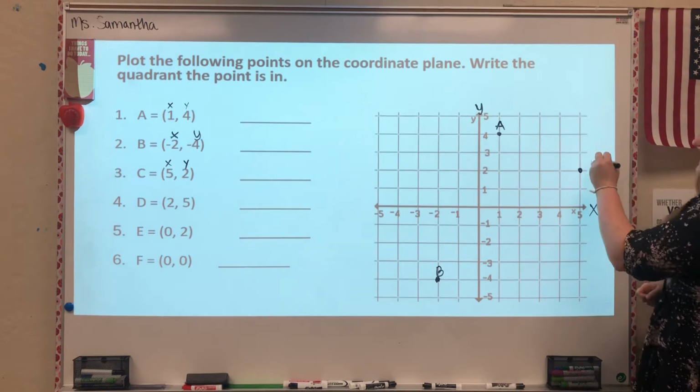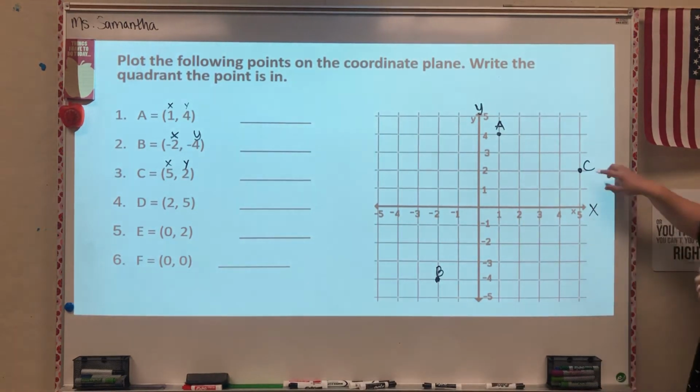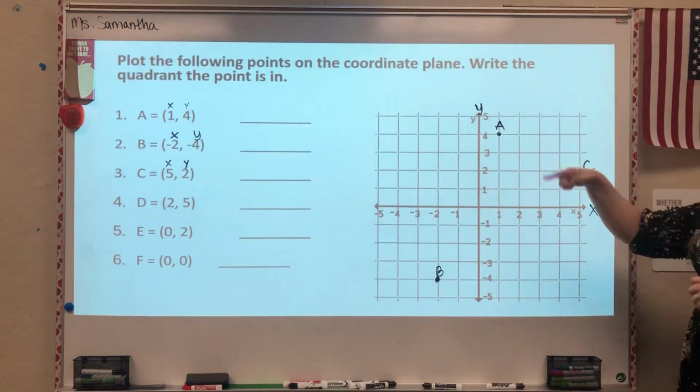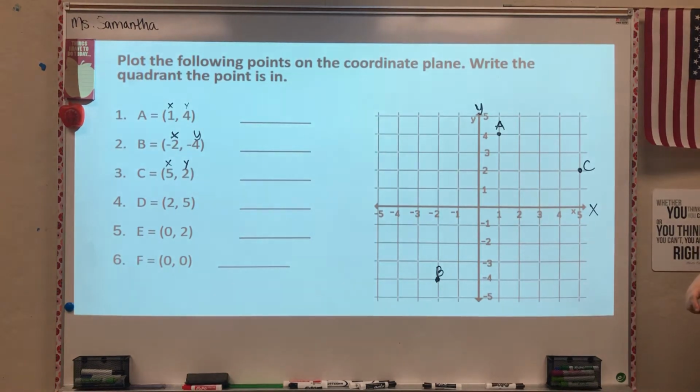Did you remember to put a C by it? It's okay if you didn't. Just remember we want to label each of these points with the letter.